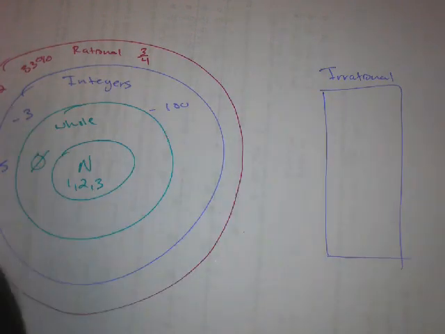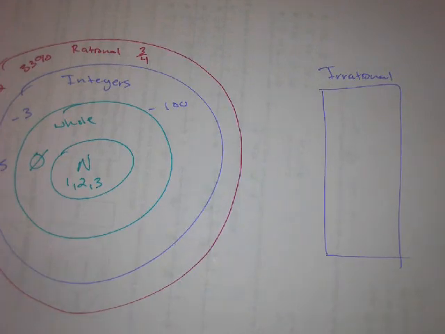These rational numbers are separate from these irrational numbers. And that's kind of how you can remember it. Irrational numbers are separate from the rational numbers. They're both real, but they're separated because these are rational and these are irrational.